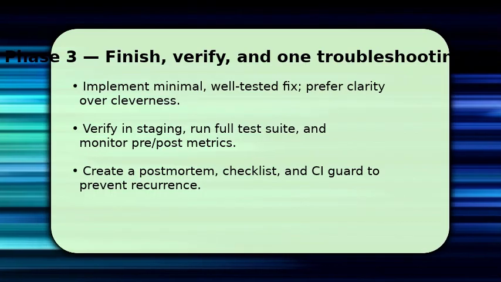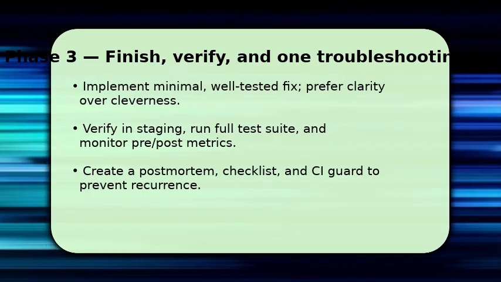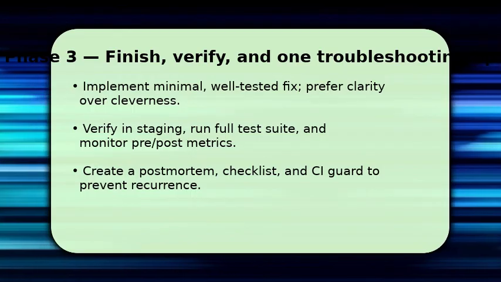After release, write a brief postmortem that captures root cause, steps taken, and a checklist or CI guard to prevent recurrence. If something goes wrong, revert to the prior release and rerun the reproduction steps immediately.